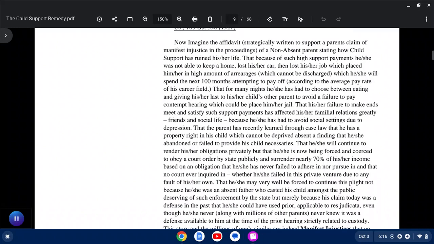Now imagine the affidavit strategically written to support a parent's claim of manifest injustice in the proceedings of a non-absent parent, stating how child support has ruined his or her life. That because of such high support payments, she was not able to keep a home, lost his or her car, then lost his or her job, which placed him or her in a high amount of arrearages, which cannot be discharged, which she will spend the next 100 months attempting to pay off according to the average pay rate of his career field. That's crazy.